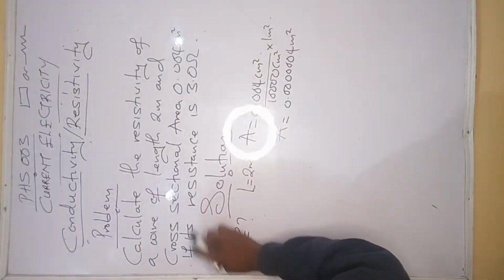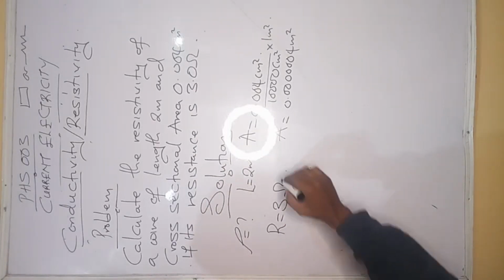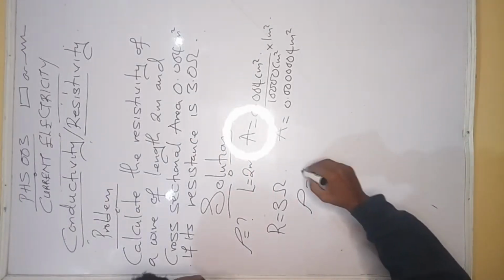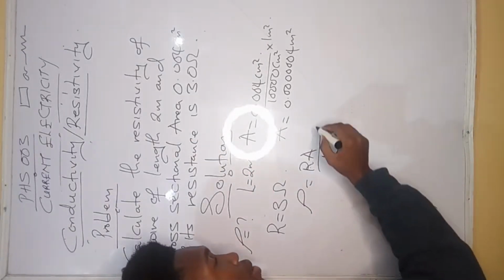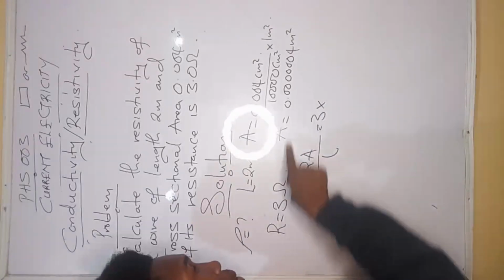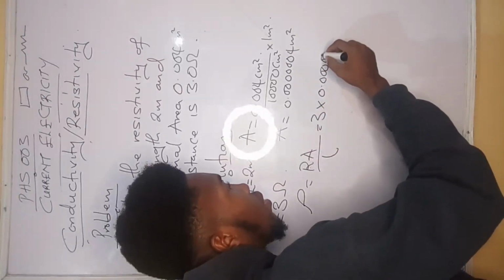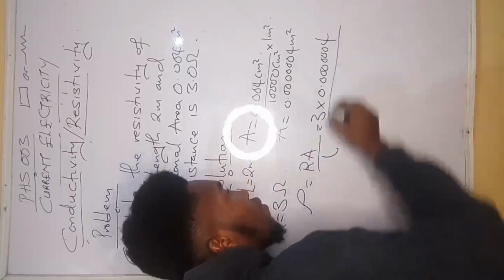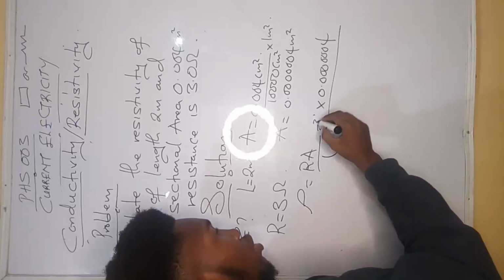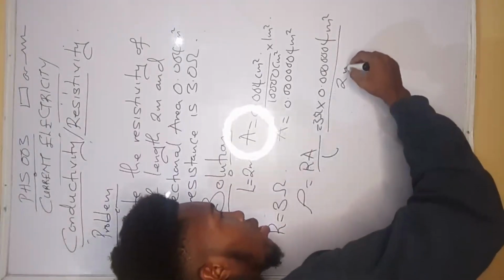What again did they give us? If its resistance is 3 ohms, so our R was given as 3 ohms. Do you remember the formula? We said our resistivity is equal to RA over L. That gives us R, 3 ohms, area is 0.000004 meters squared, divided by our length, which is 2 meters.